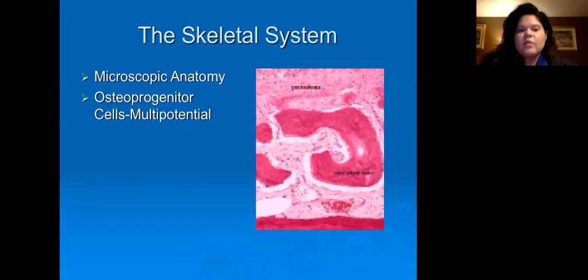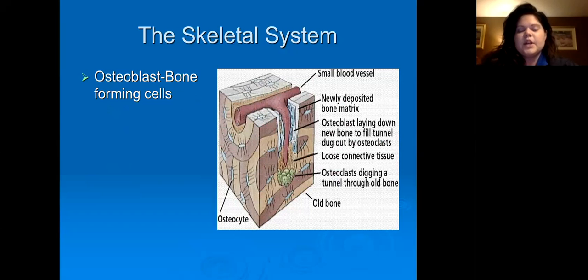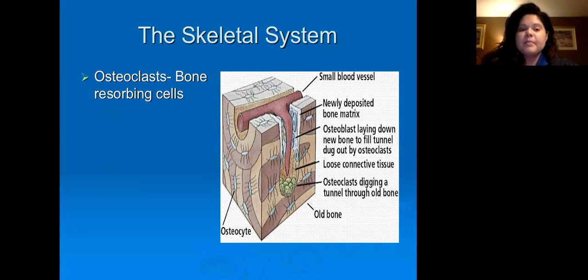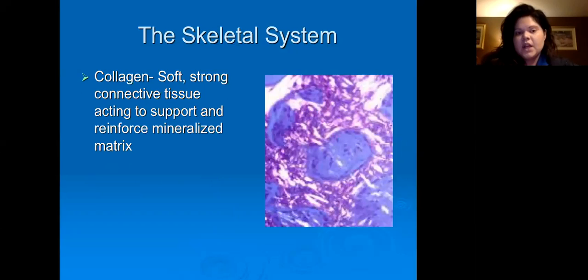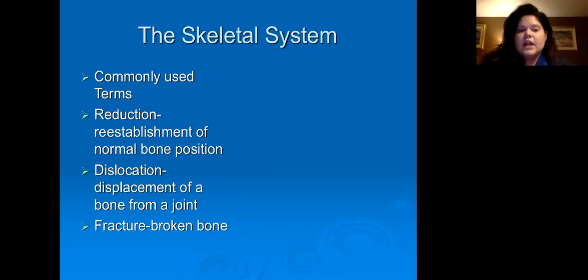Some of the microscopic anatomy that we need to be familiar with: progenitor cells, they have multipotential. Osteoblasts are going to be your bone-forming cells, and then your osteoclasts are your bone resorbing cells. Osteocytes are mature cells trapped in matrix. And soft collagen can support and reinforce the mineralized matrix.